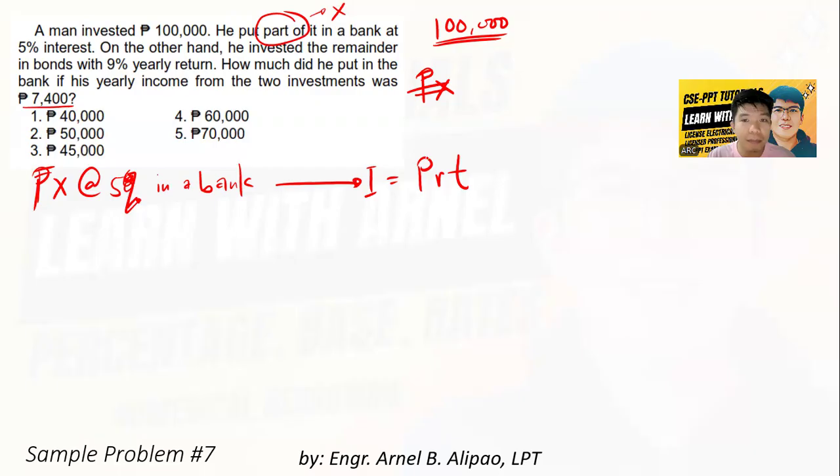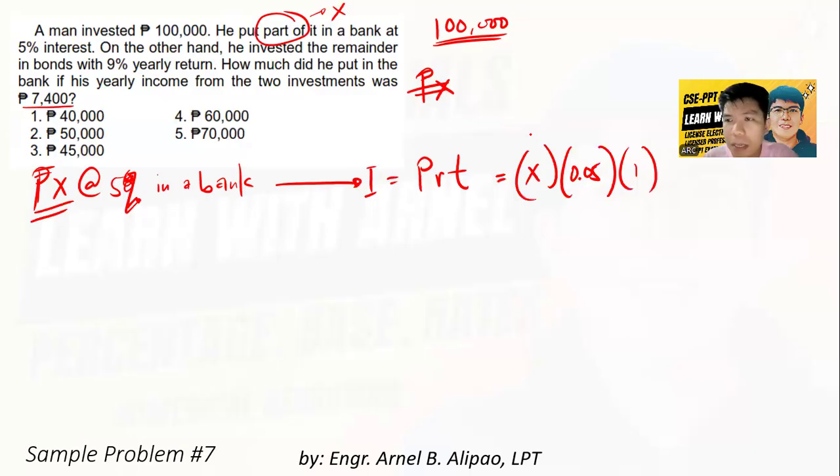So we have our principal amount, how much is it? We have no idea. X. What about the rate? So we have here our X, our P. Our rate is 5%, so that is 0.05. And time is 1 year. It's not mentioned specifically in how many months or years it's invested, so rule of thumb, we're gonna use 1 year.